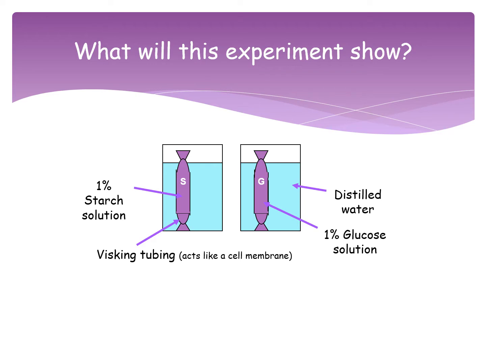So last time we looked at what the cell membrane was made up of. So for the starter activity we have two Viscose tubing experiments set up. One contains starch solution and one contains glucose solution. And what we're being asked is what will this experiment show? So you can pause the video and write down what you think will happen.